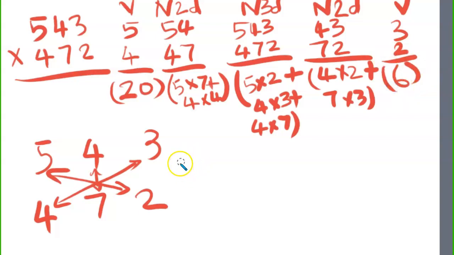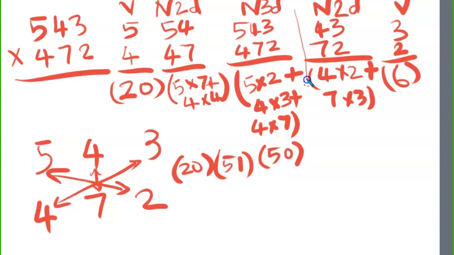So the result is 20, and then 5 times 7 is 35 plus 16, which is 51. And then 5 times 2 is 10, 4 times 3 is 12, so 10 plus 12 is 22, plus 4 times 7 is 28, so 22 plus 28, which is 50. Next one is 4 times 2, which is 8, and then add 7 times 3, which is 21, so it is 29. Then 3 times 2 is 6.